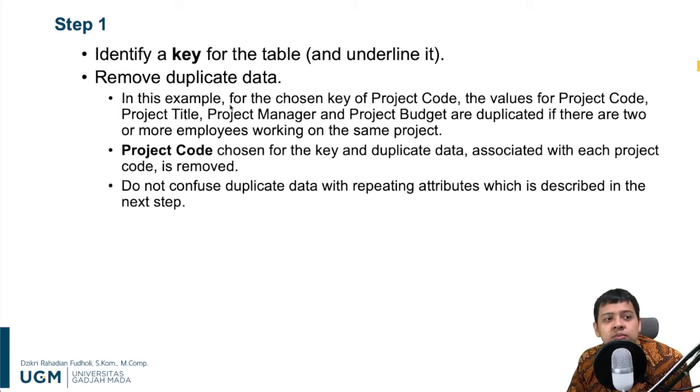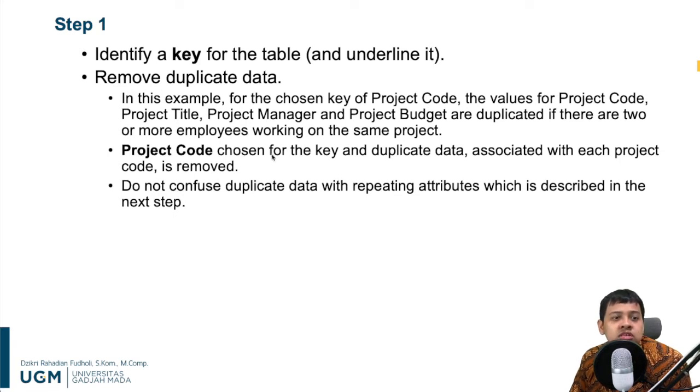Then we remove duplicate data. In this example, for the chosen key, project code, the values of project code, project title, project manager, and project budget are duplicated if there are 2 or more employees working on the same project. So if there are more employees, those project values get duplicated.